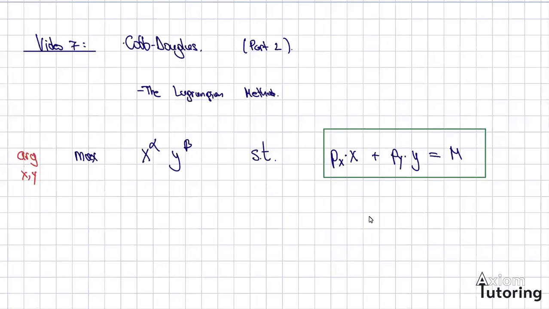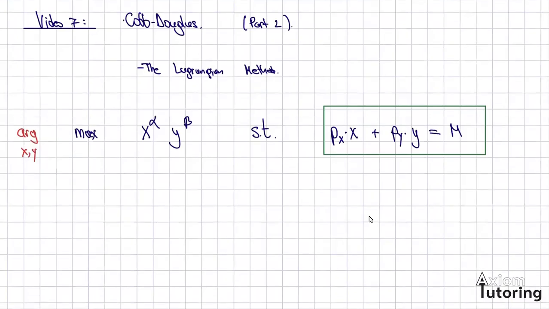So in the previous video, I talked about the Cobb-Douglas and I gave you a quick way to derive the Cobb-Douglas results. I tell my students to always remember those Cobb-Douglas results, but quite often you are asked to derive the Cobb-Douglas through the Lagrangian method. So what's the Lagrangian method?